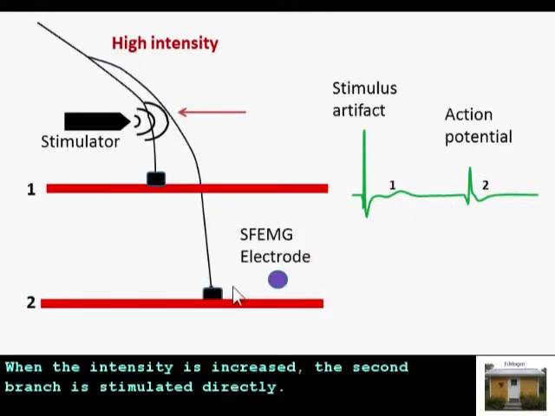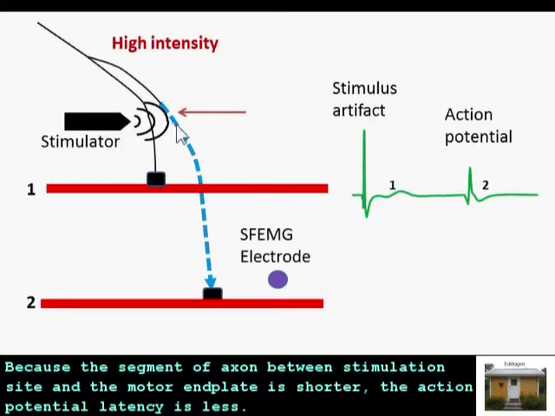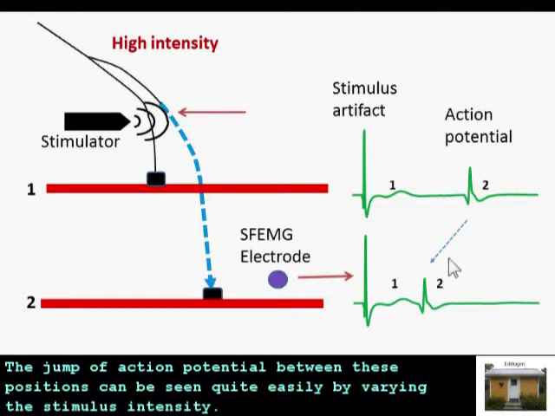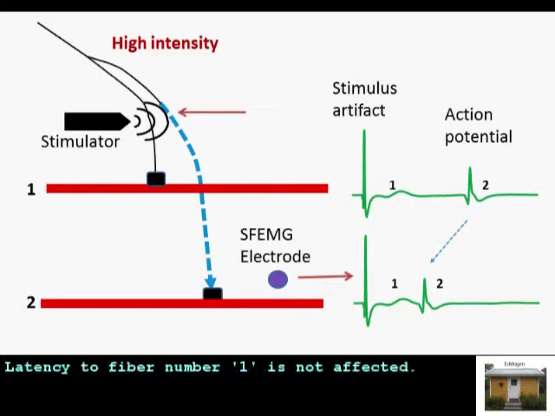When the intensity is increased, the second branch is stimulated directly. Because the segment of axon between the stimulation site and the motor end plate is shorter, the action potential latency is less. The jump of the action potential between these positions can be seen quite easily by varying the stimulus intensity. Latency to fiber number 1 is not affected.